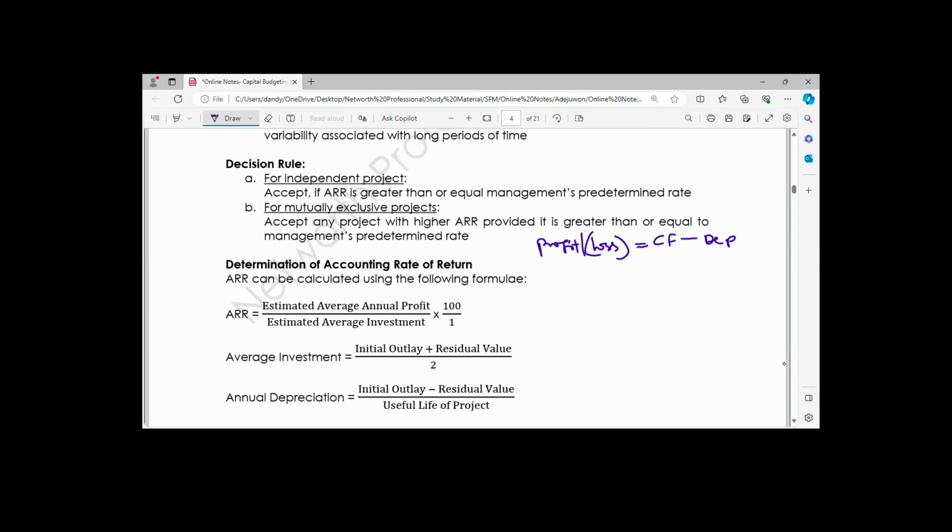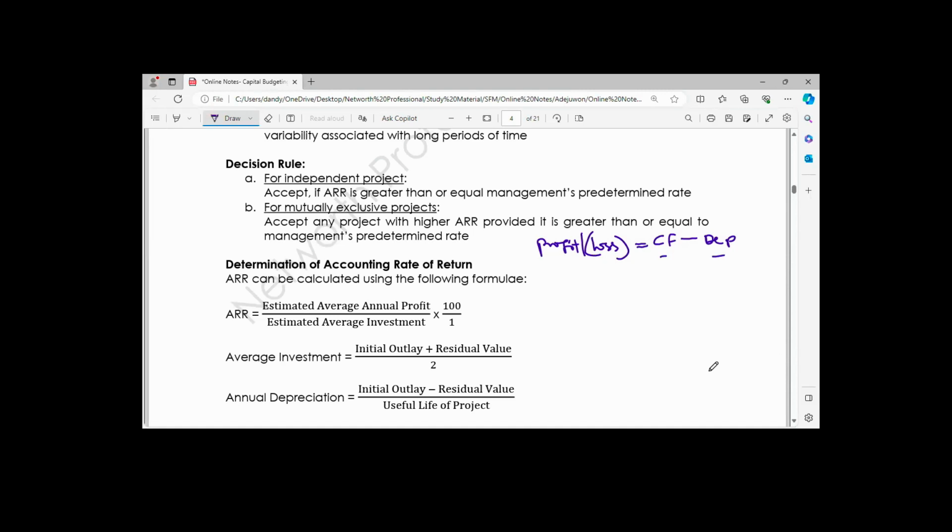So I repeat, if cash flow is given to you in a question and you are asked to calculate accounting rate of return, you need to convert the cash flow to accounting profit, because you don't use cash flow to calculate accounting rate of return. Rather, you need accounting profit or loss to calculate accounting rate of return. So you need to convert it to accounting profit or loss. How do you calculate your profit or loss? Your profit or loss will be equal to your cash flow less depreciation. I hope that is taken.